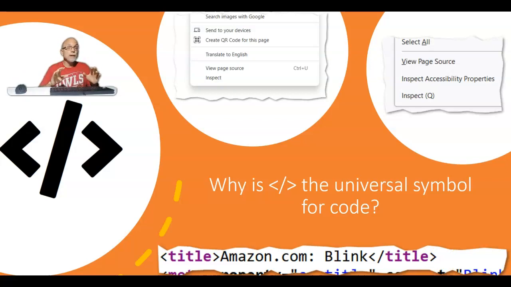What we see here is an HTML tag. HTML tags are indicated using the angle bracket, the slash, and the close angle bracket. And this is so pervasive and so common that this symbol, the one right below me here, has become the universal symbol for computer coding. Now you know.